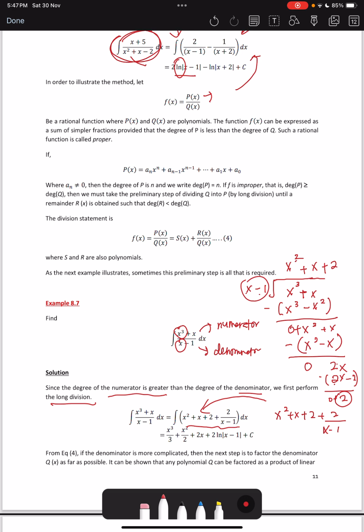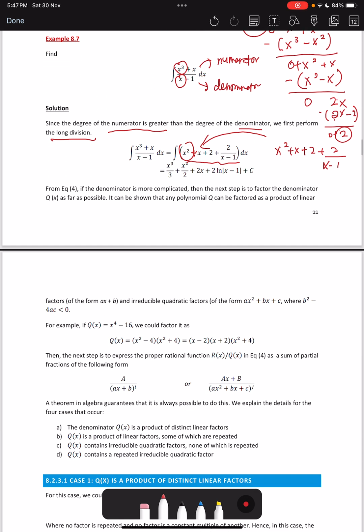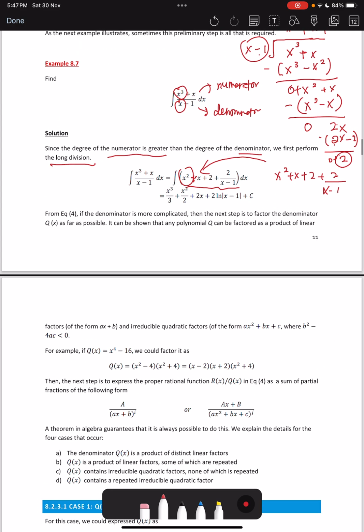Alright, so now if we leave it with this, it's quite easy for us to solve. You do the integration, it will be x power of 3 divided by 3. Negative and negative here will be positive, so this is positive actually. Positive x power of 2 divided by 2, plus 2x, plus 2 ln of x minus 1, plus c. Alright, so this is how you solve a function that has a fraction like this.